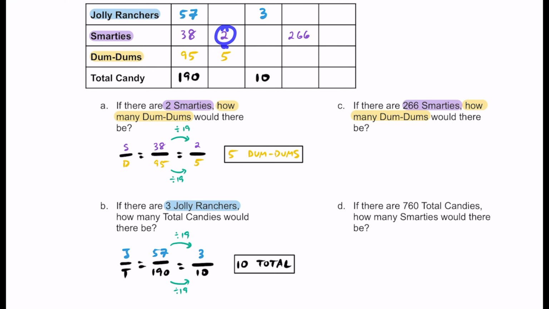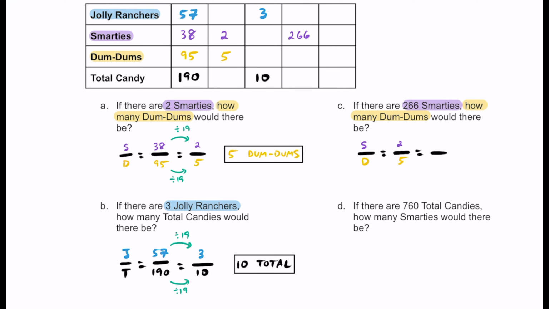Actually, I think these ratios here might be a little bit easier to use. This 38 to 95 is equivalent to 2 to 5. So we could use 2 to 5 as well here. All right, so I'm going to set up a ratio. I'm going to put Smarties on top, I'll put dum-dums on bottom, so S on top, and then I'll put the D on bottom, kind of similar to part A, right? Again, you could use 38 to 95, but I'm going to use 2 to 5 instead because those numbers are a little nicer to me. But feel free to do whatever works for you.